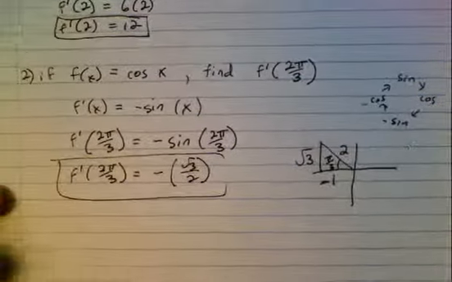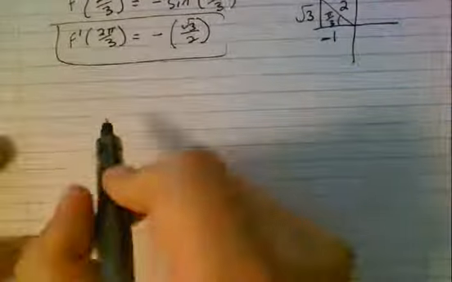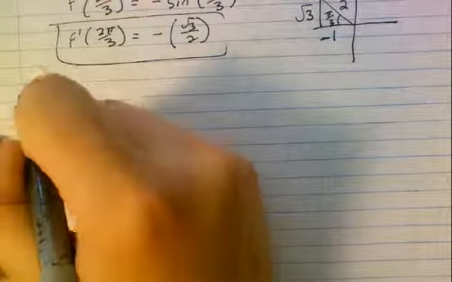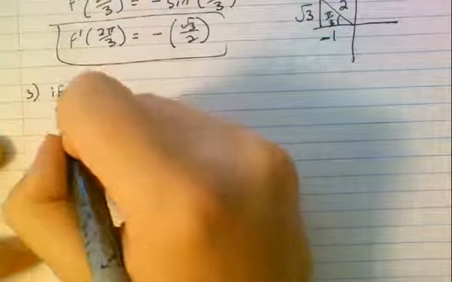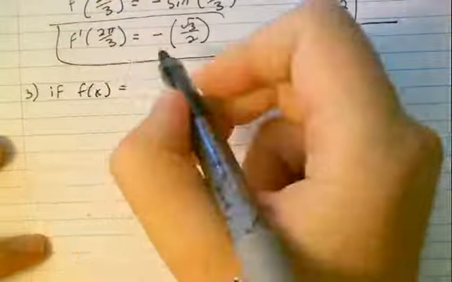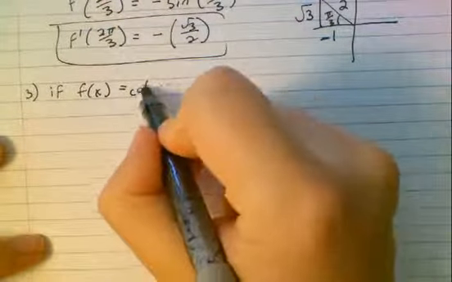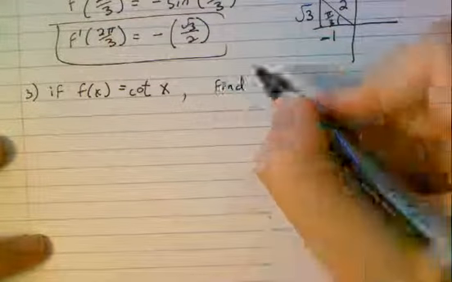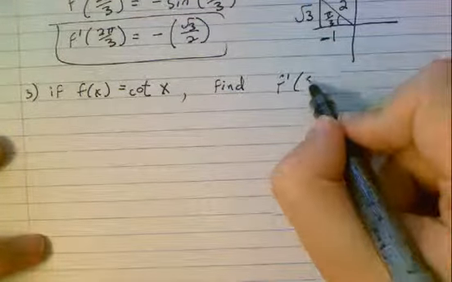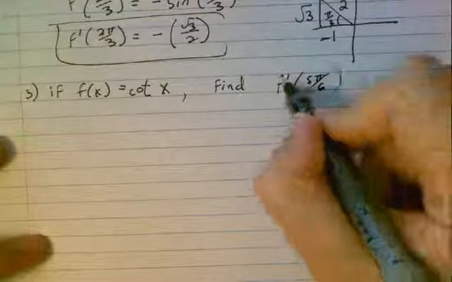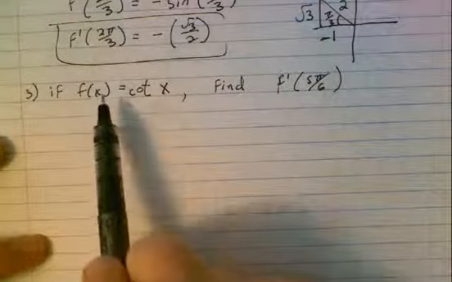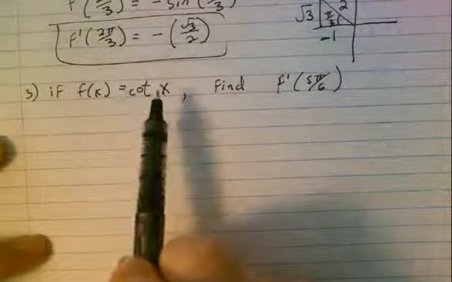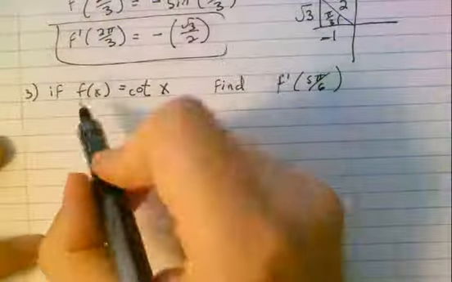So let's give another example with trigonometric functions, just because those ones can sometimes be a little tricky. Let's say that f of x is the cotangent of x. We want to find f prime of 5 pi over 6. Now, we got to remember what the derivative of cotangent is. You just got to have it memorized. There's no way around it.